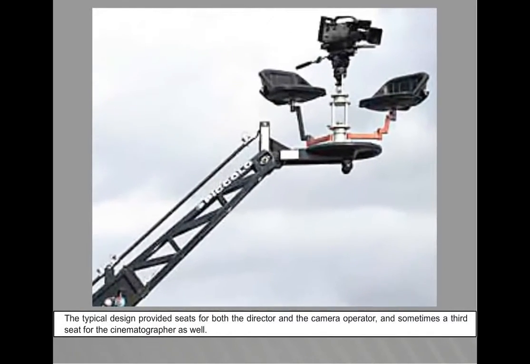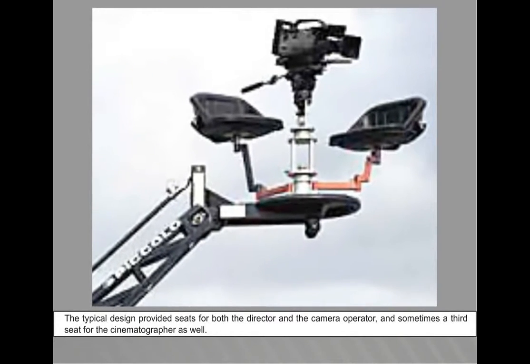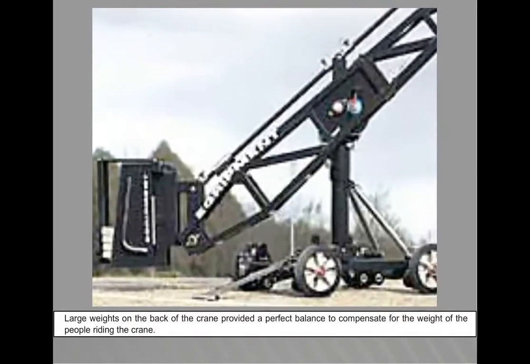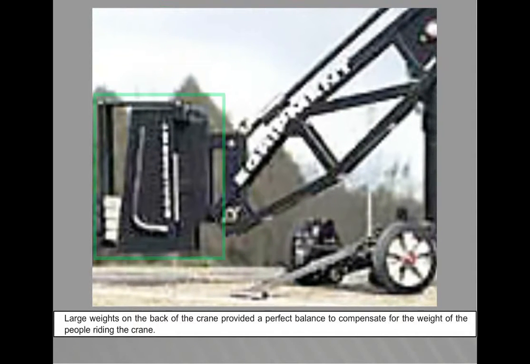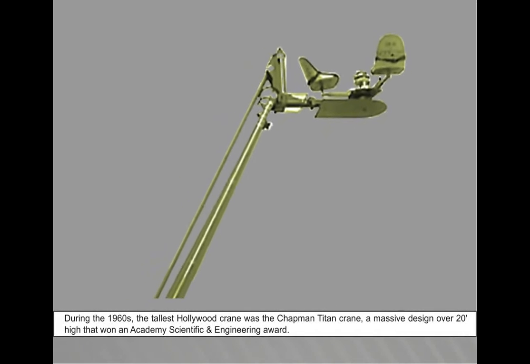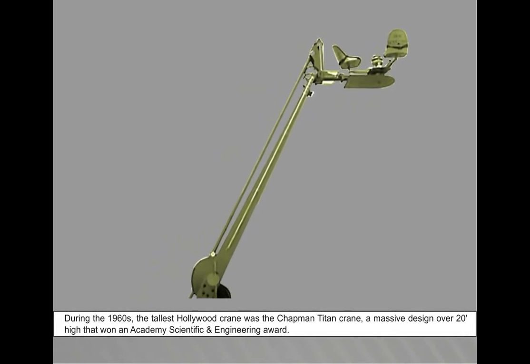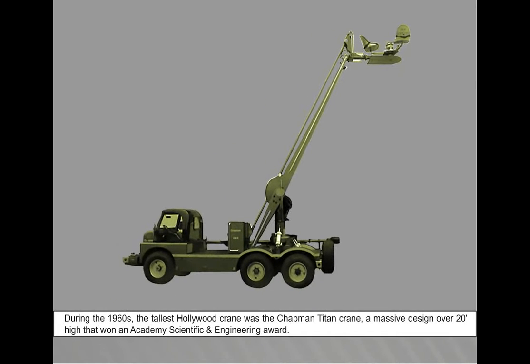The typical design provided seats for both the director and the camera operator, and sometimes a third seat for the cinematographer as well. Large weights on the back of the crane provided a perfect balance to compensate for the weight of the people riding the crane. During the 1960s, the tallest Hollywood crane was the Chapman Titan crane, a massive design over 20 inches high, that won an Academy Scientific and Engineering Award.